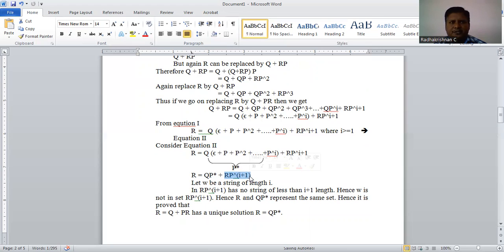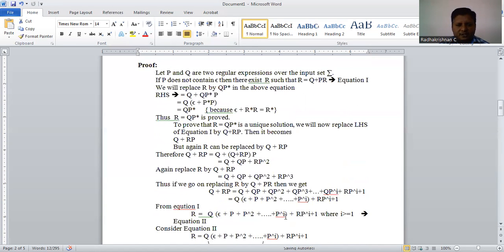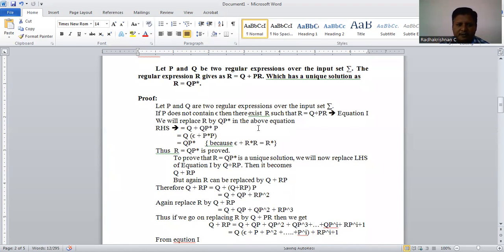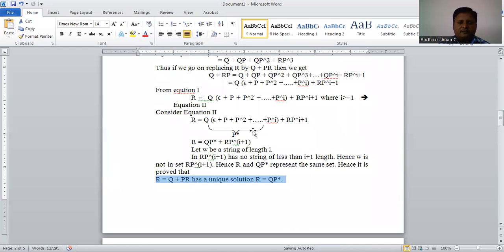I plus 1 characters are not available in the automata, so that term will be negligible. Finally, you will get R equal to Q P star as the unique solution. This derivation is very, very important. Based on this derivation only, we will identify the regular expression present in the given automata. So these are our derivation steps.